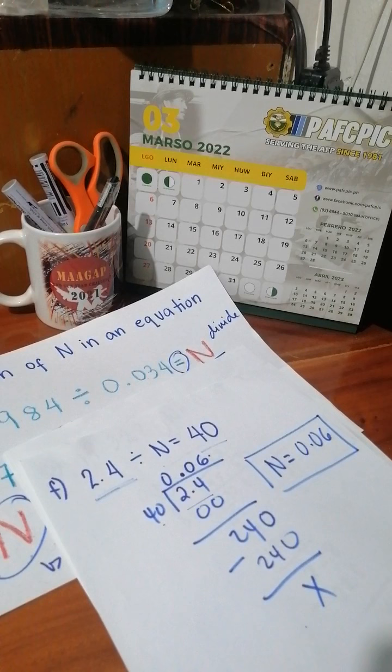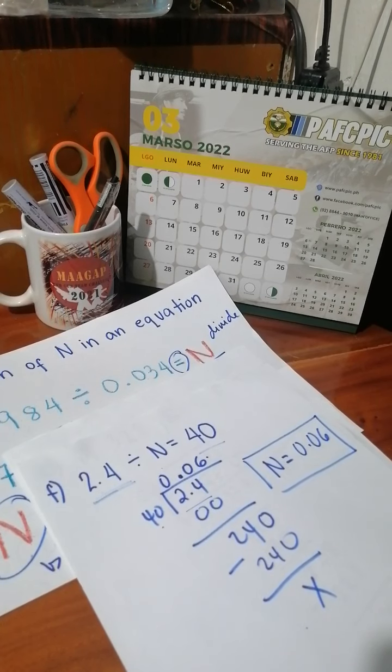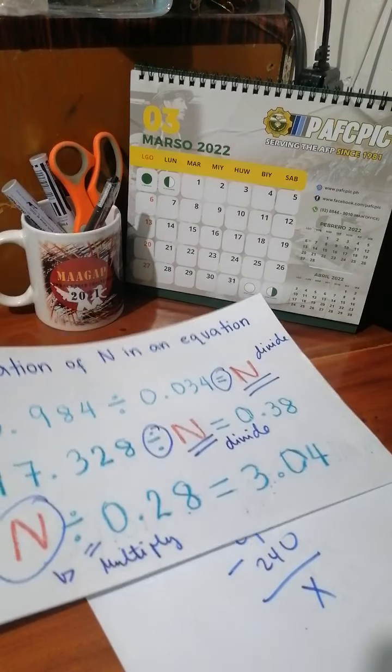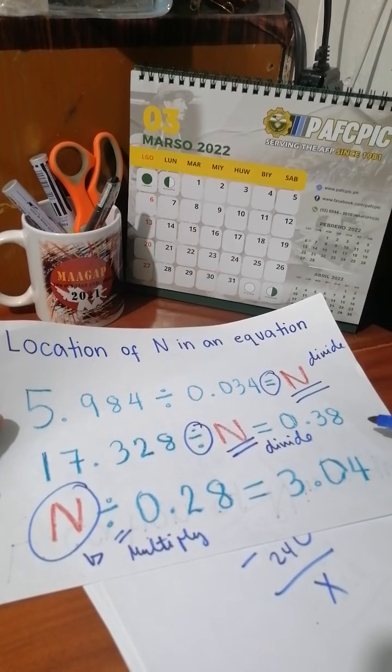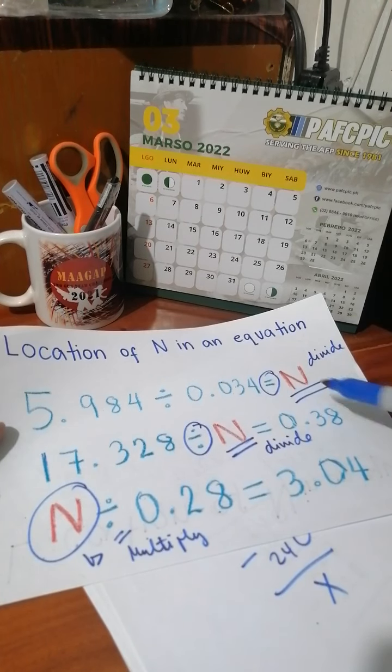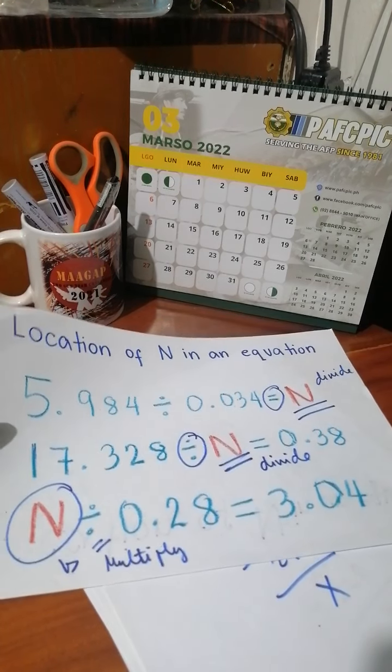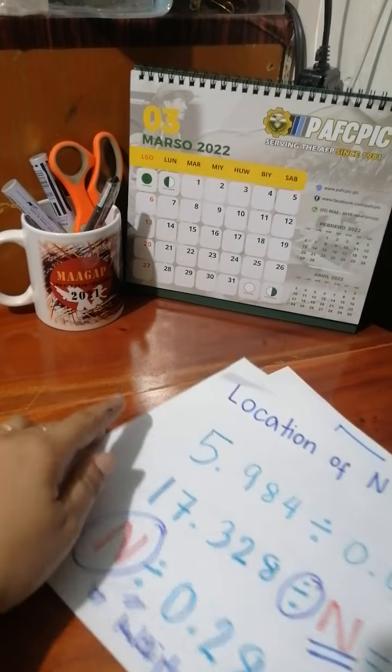Okay? So ganun siya. So that's how you get the value of n in dividing decimals. So, ang kailangan nyo lang gawin, you just have to take note of the position or location of n to get the correct answer of the value of n. Okay? So, that's it. I hope you learned something today.